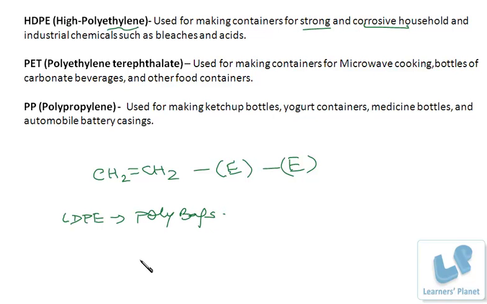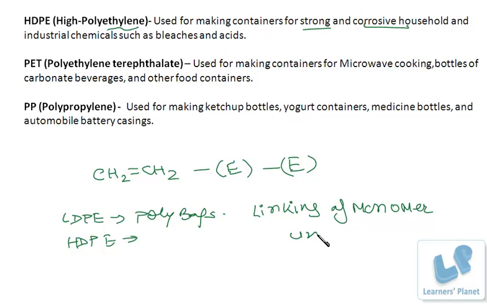The thinner the polybag, the lower the quality. And high density polyethylene is used for making thick containers which are resistant to chemicals, which are resistant to bleaches or acids. And what is the difference between the high density and low density polyethylene? It's just the conditions under which polymerization is taking place. Polymerization is what? It is linking of monomer units. So HDPE and LDPE differ in the conditions under which the polymerization of ethylene is taking place.